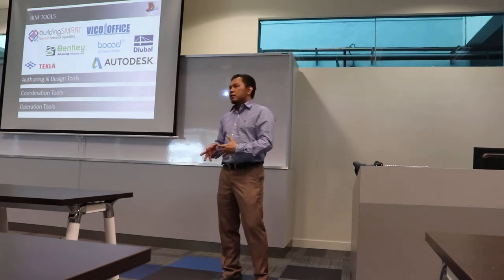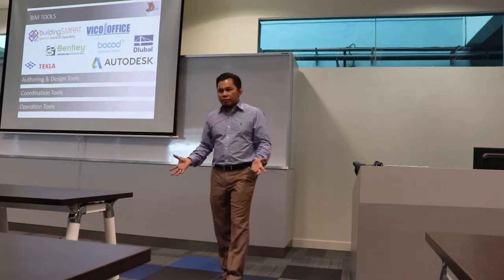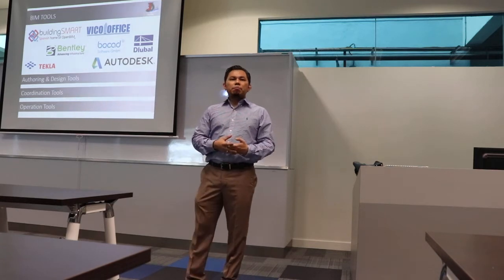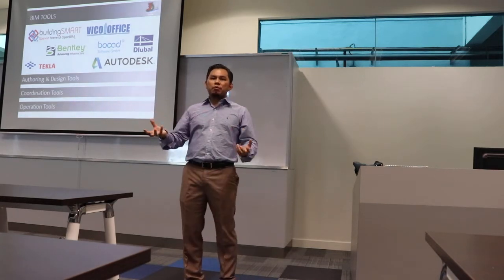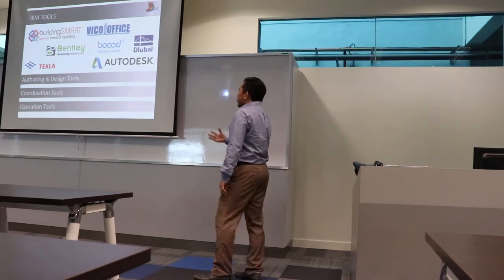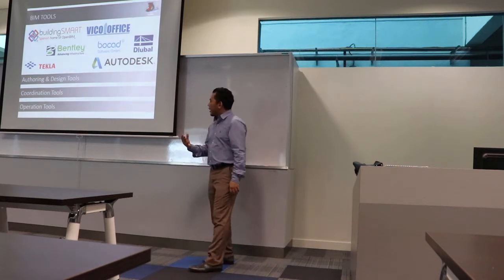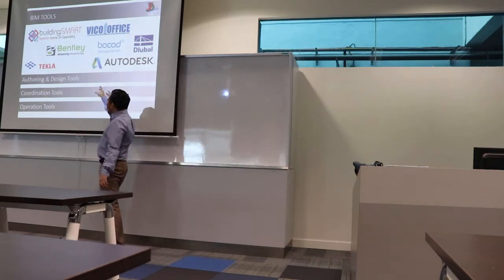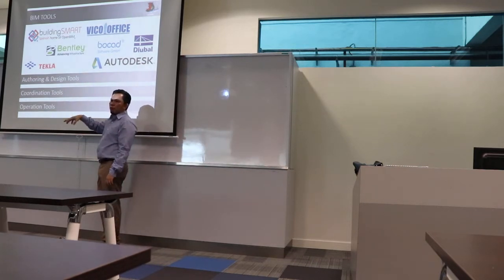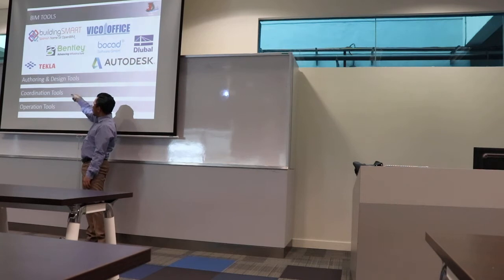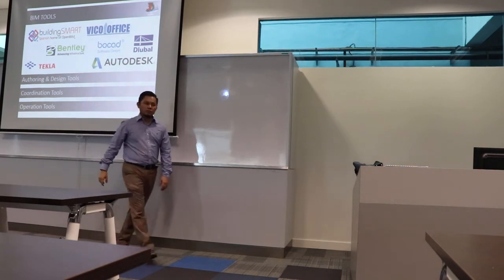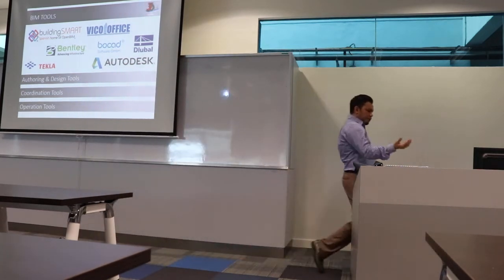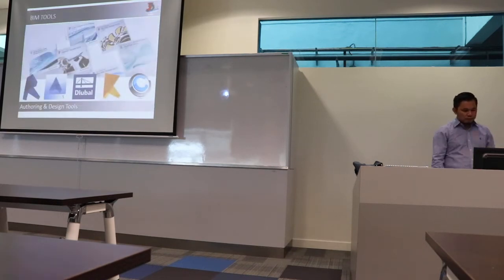So now you know about Revit. Revit is one of the BIM tools. It is what we call an authoring tool. Basically, there are three types of tools that are important for BIM: authoring and design tools, coordination tools, and operation tools. So you have Revit, which is the authoring tool.